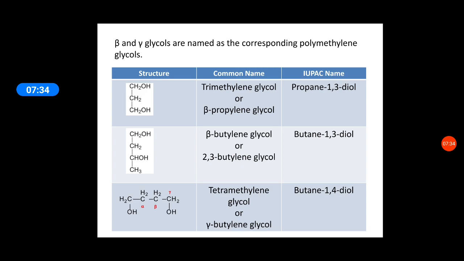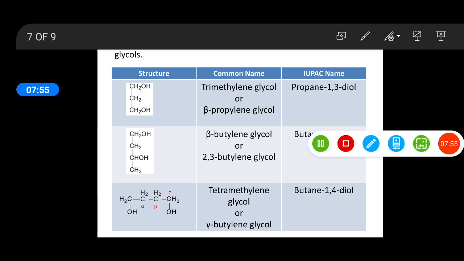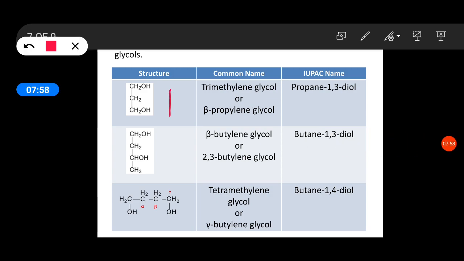Beta and gamma glycols are named as corresponding polymethylene glycols, meaning the number of CH2 groups present. If more than one CH2 group is present, then it becomes polymethylene glycol. The CH2 group is called a methylene group. So in this structure, there are 3 CH2 groups, so it is trimethylene glycol.